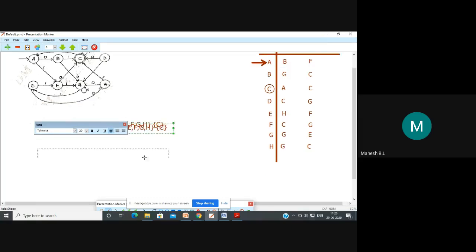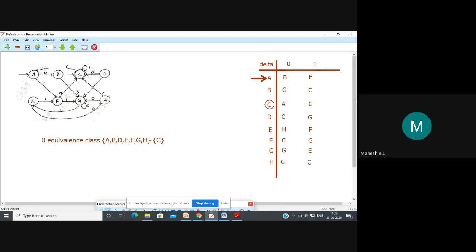Let's try to partition. Let's see whether we can separate. A, B and F both are in the same class. Then E, H, F both are in the same class.